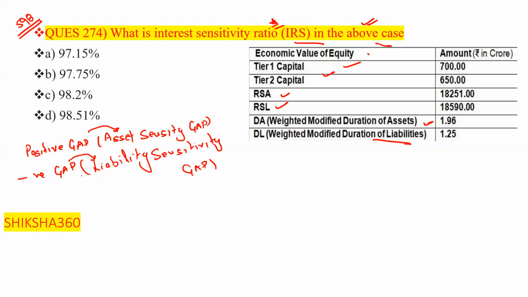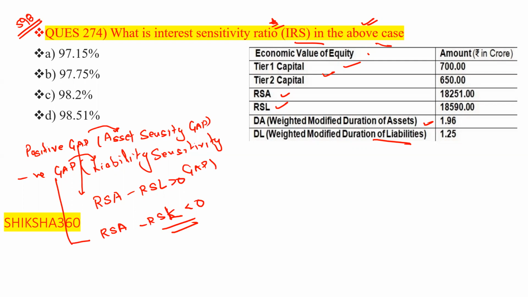When there is a positive gap, that is when we have more assets than liabilities, that is RSA minus RSL is greater than 0. That is positive gap. And when RSA minus RSL is less than or equal to 0, that is negative gap.